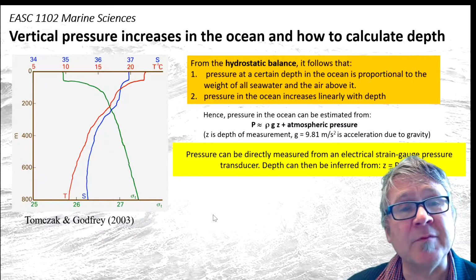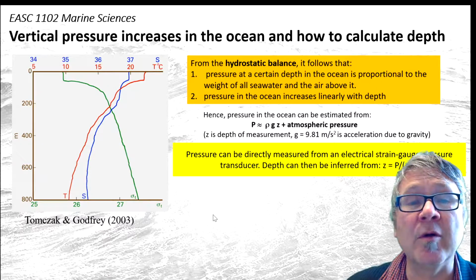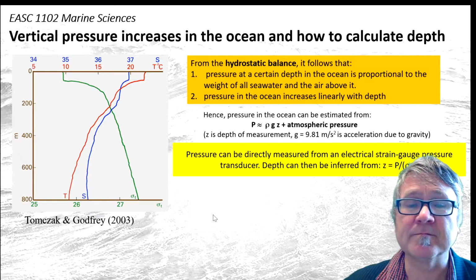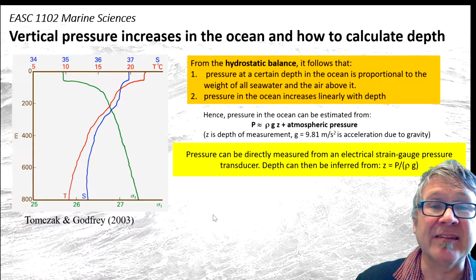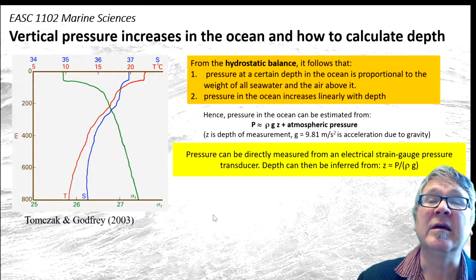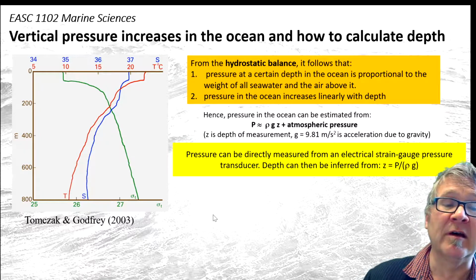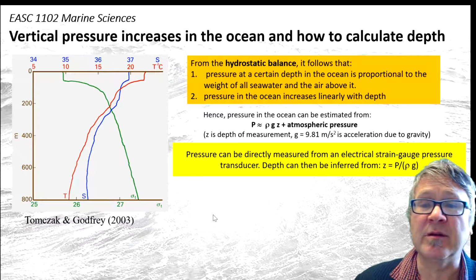But density can be approximated as constant if you just want to do a relatively good estimate of depth. So pressure, you can also measure directly, and then you can calculate the depth of a measurement. There's a little formula here. The depth and pressure are related to each other.